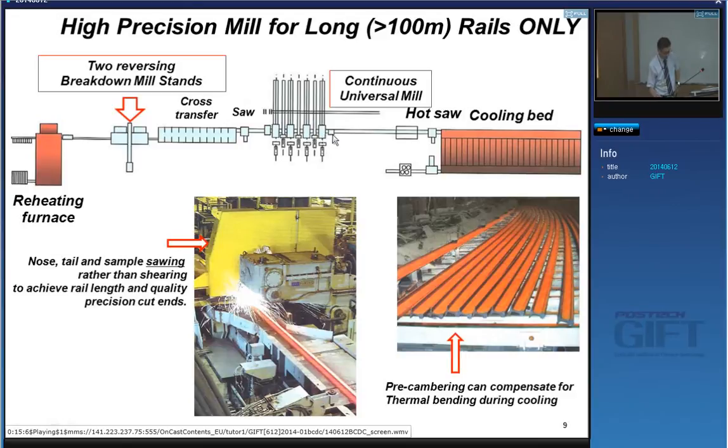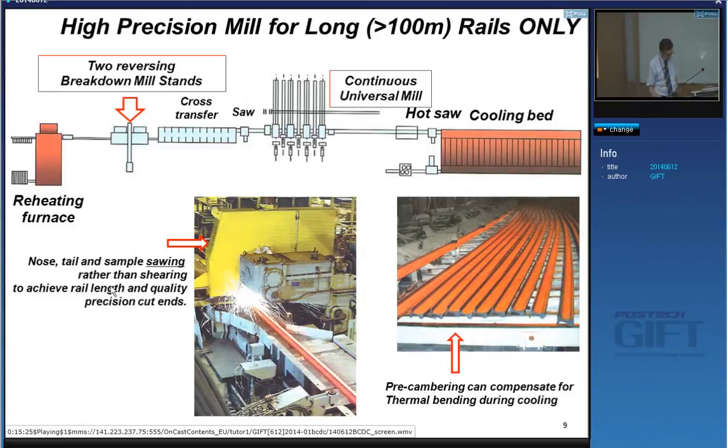What's the hot saw so important for? You don't shear the ends of a rail to have the right length and the quality of the cut. You need to do hot cutting, hot sawing.